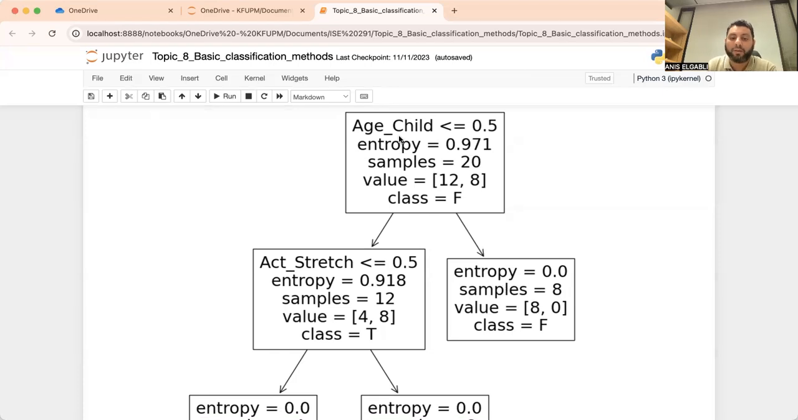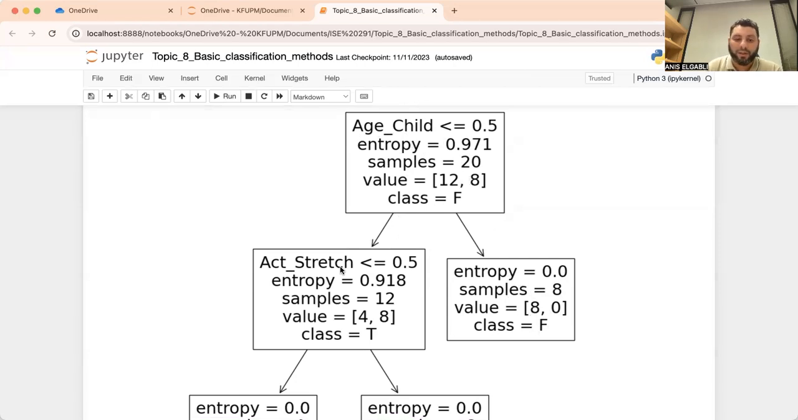Let me explain something I forgot to explain here. The entropy on the target variable is equal to 0.971. There were 20 samples. 12 of them belong to class false, 8 of them belong to class true. After running this condition, 12 samples came here, 8 samples came here. For these 8 samples, there is no uncertainty. The entropy is equal to 0. All of them belong to class false. So this is a leaf node. If I reach here, then I know the class.